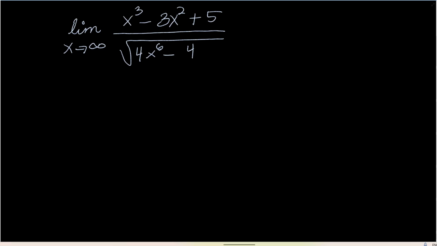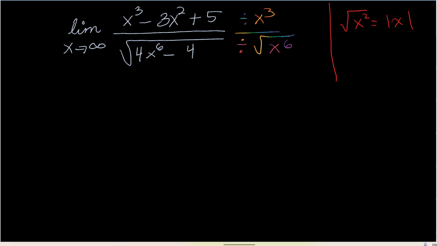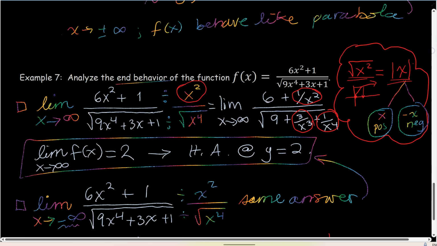Now, if we were to divide the numerator by x to the 3rd, the denominator we will have to divide by the square root of x to the 6, because x to the 6 is related to x to the 3rd, right? That seems to be an okay thing to do. However, remember, the square root of x squared is not x, but the absolute value of x, because the square root of something has to be a positive number. And then here you would get itself or its opposite.